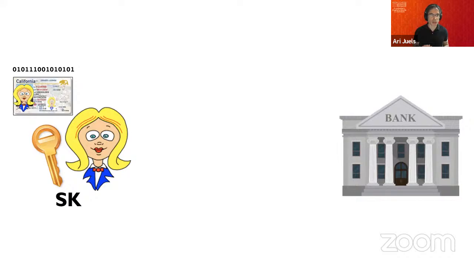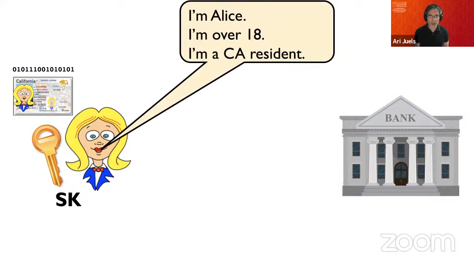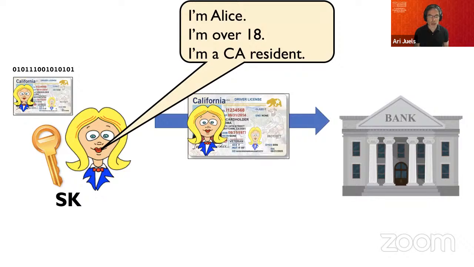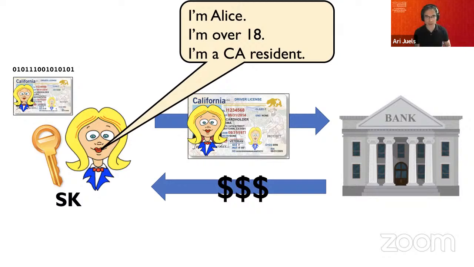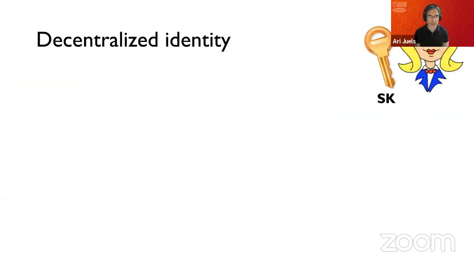The user then, if she wants to present this credential or document to a third party, say Alice here wants to take out a loan and she needs to prove she's, say, over 18 and a resident of the state of California, what the user does is present the identity document and use the private key to prove that this is indeed her document, to prove possession, ownership of the document. And then she gets her loan or whatever else she's using the document for.